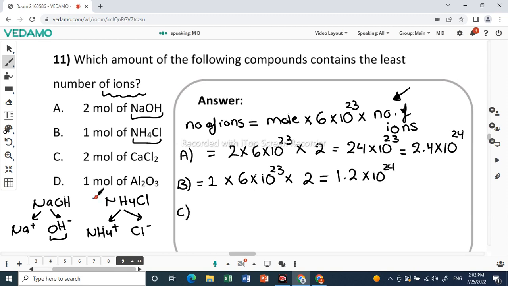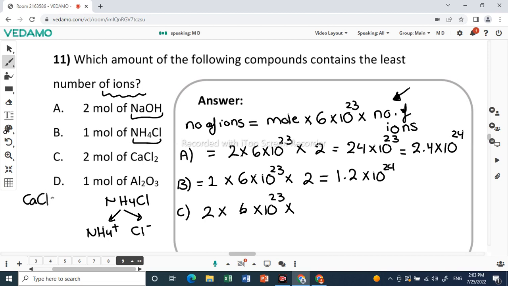Now continuing with C, it's 2 multiplied by 6 multiplied by 10 to the power of 23. Try to think about the number of ions here. Calcium chloride. So what have you got? How many ions do you have? Okay, let's see.